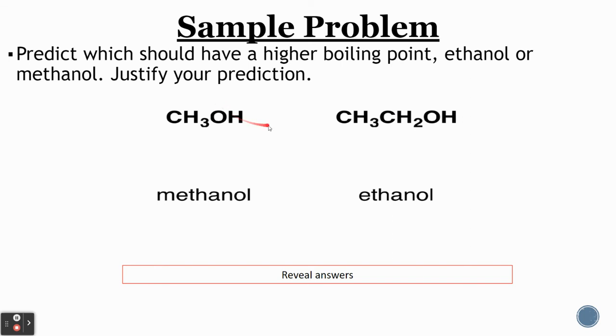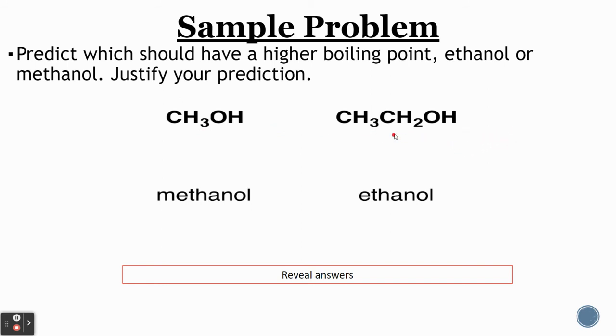Okay. Notice they both have one OH group. Now, because they both have one OH group, it means they're both capable of hydrogen bonding, roughly the same amount. Each OH does a hydrogen bond, let's just say. So OH and OH. Okay. So hydrogen bonding is kind of tied there.